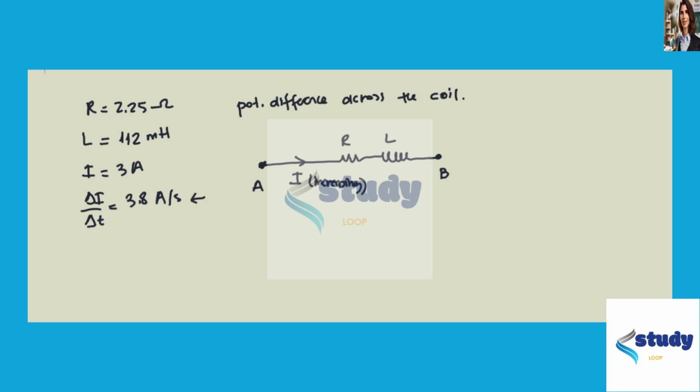Now, if we want to know the potential difference across the coil, then we want to know VAB here. Across a resistor, the potential is going to drop by I times R. So the potential between these two points is going to be equal to the potential across the resistor plus the potential across the inductor. The potential across the resistor, from Ohm's law, is I times R, and the potential across an inductor is L dI over dt.